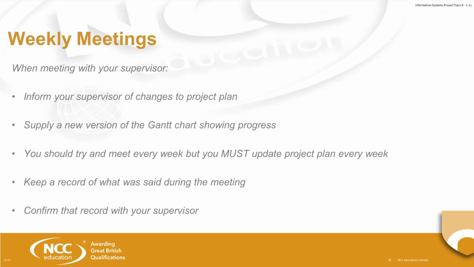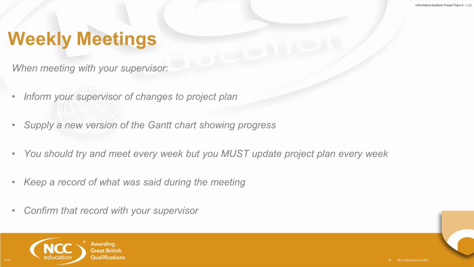You should try and meet with your supervisor every week, but you must update the project plan every week. So if for some reason you don't meet with your supervisor and aren't able to inform them of changes directly, that doesn't mean you shouldn't change them. So make sure there is an updated plan every single week. You should keep a record of any changes to that plan, and certainly keep a record of why those changes were made, because that is valuable information for your report and your write-up at the end.